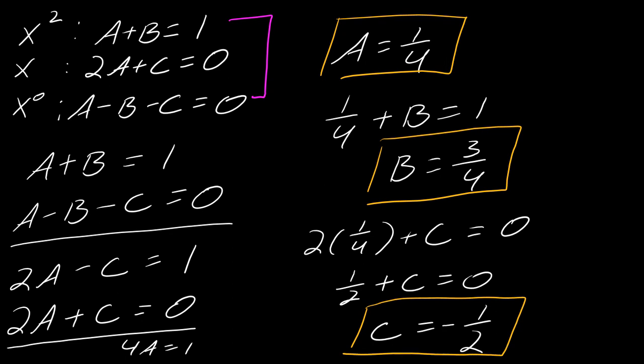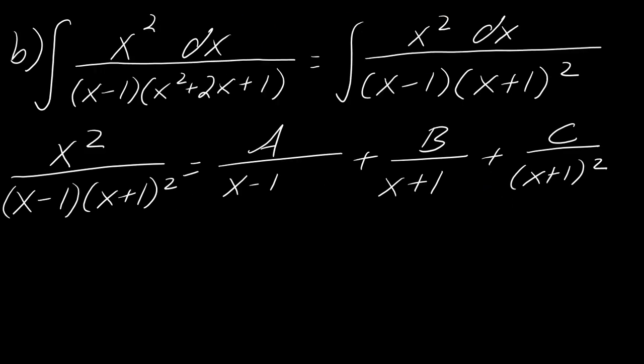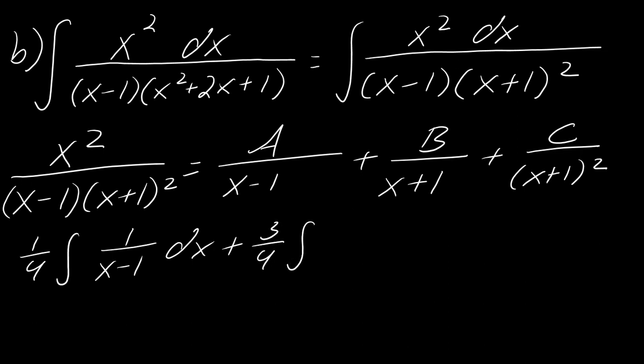Okay. So we can go back to our original setup. And I can fill in my a, b, and c. So now what I want to do is integrate. You know what, actually I'm going to put the constants on the outside this time. So I can integrate like this. So there's my constant for a. Let's see, my constant for b was 3/4. And then my constant for c was minus 1/2.